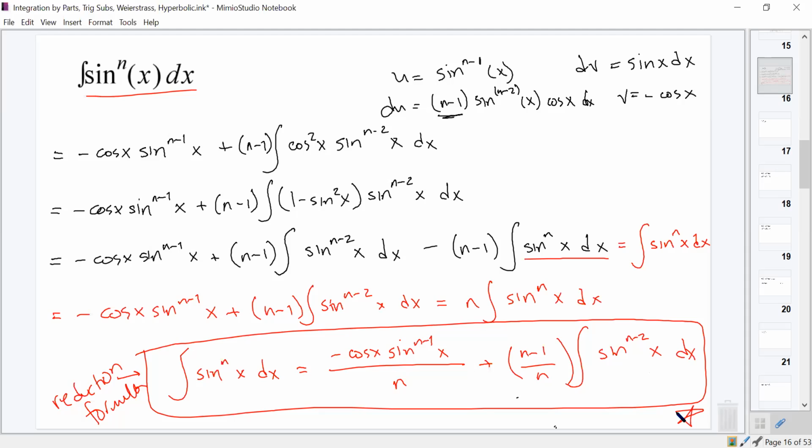You can even do it with something like sine to the 5th of x. Apply it down to sine to the 3rd, and then apply it down to sine, and then you can just integrate the sine at the end. Does that make sense or no?